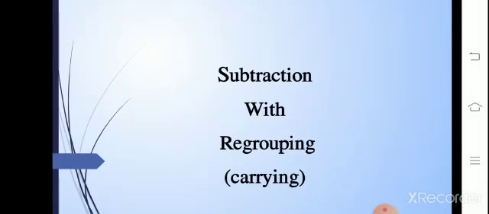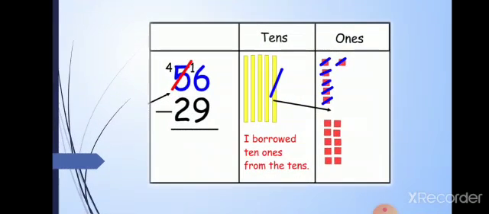Now, how to subtract with regrouping? Regrouping means carrying. How do we regroup the digits? As you can see on your screen, we have to subtract 29 from 56. So write it according to their place values. This is the greater number. Write it at the upper place and the smaller number at the lower place.